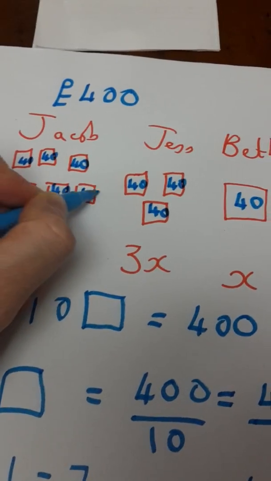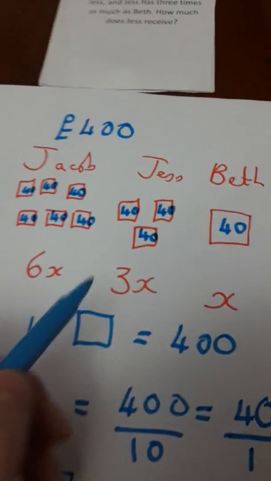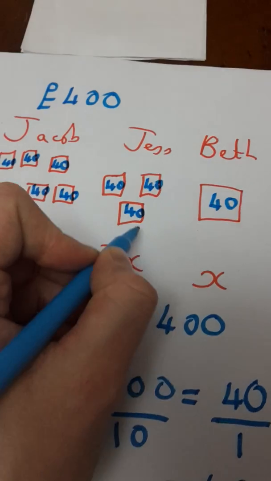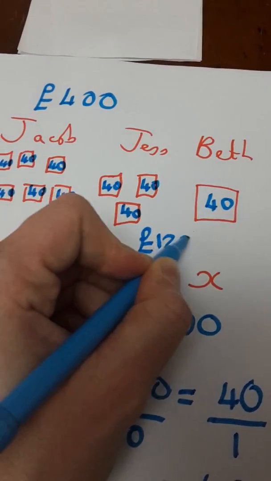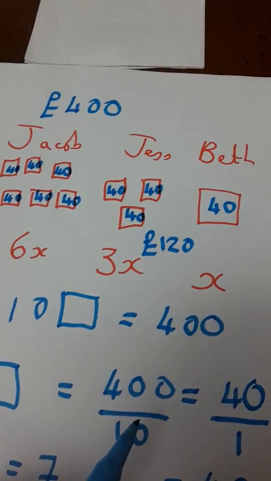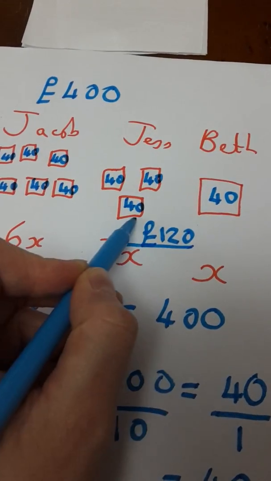So it says, how much does Jess receive? Well, 3 lots of 40 is going to be £120. And that's my final answer.